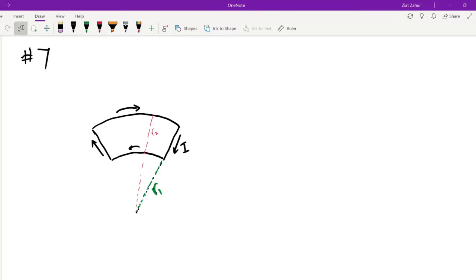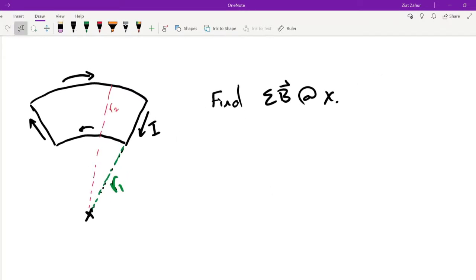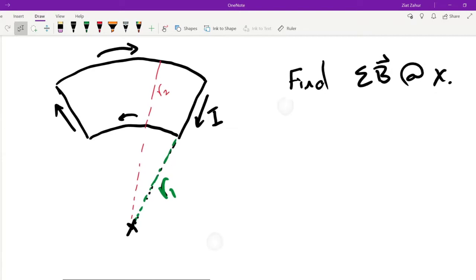Okay, Number 7, Problem Set 1. We have current going around, and it is asked, we call this x, find the net B at x. I got this one right, but I feel like I did it a weird way. All right, so anyway, what we want to find is the net magnetic field at this point. Of course, we're using Biot-Savart law to get there.